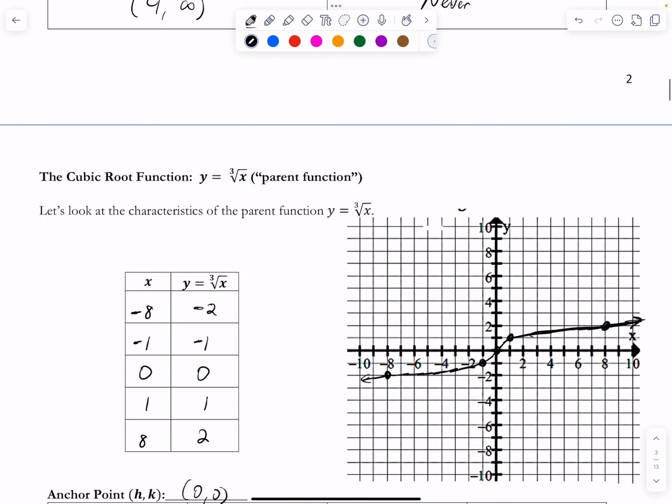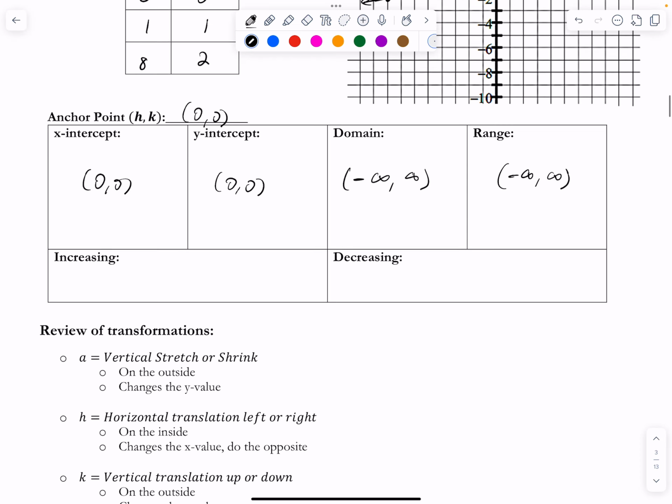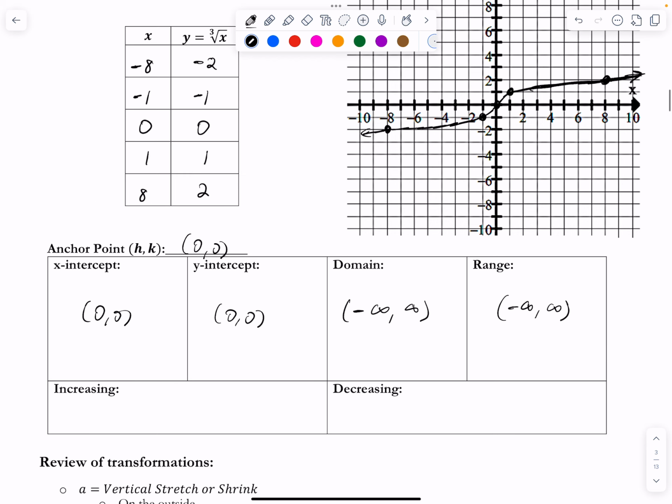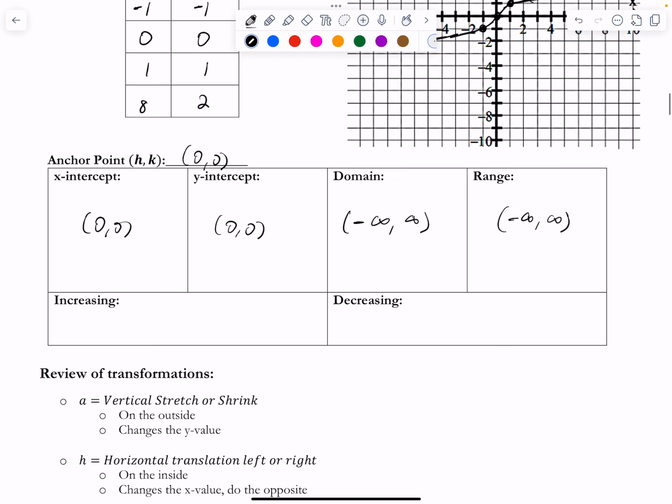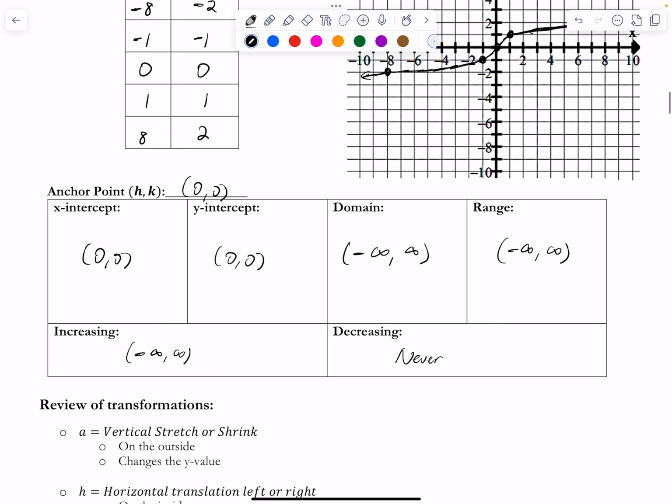Essentially, when you have that odd index, you can plug in any number you want and have no issues. Even index, that's a different story. Where is it increasing? It is actually increasing the entire time from negative infinity to infinity, and it's never decreasing if you move from left to right.